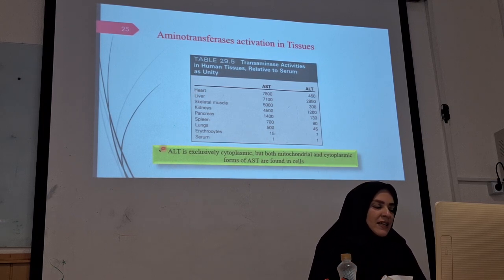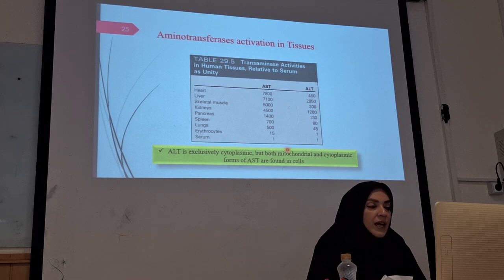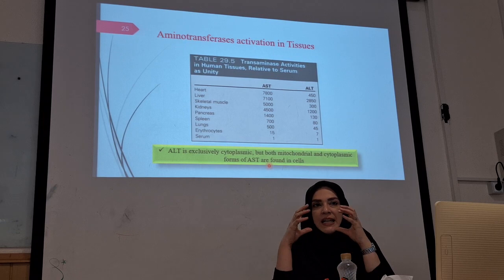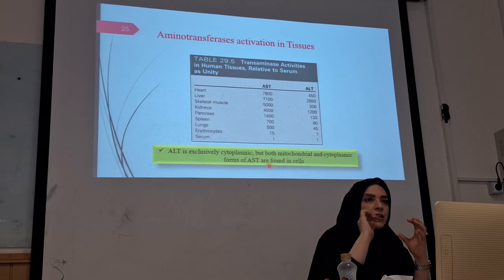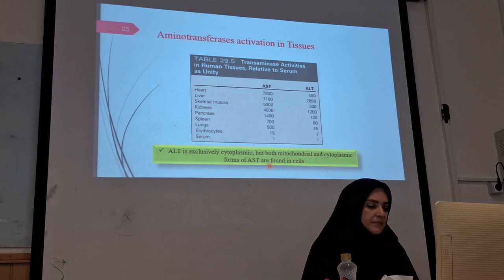And you should know that, throughout the tissue distribution, ALT is exclusively cytoplasmic. But we also have organelle distribution, not only tissue distribution. It means that we have both mitochondrial and cytoplasmic AST. So AST has two sites inside the cells. One of them is the cytosol, another one is the mitochondria. What about the ALT? Only cytosol. Okay?